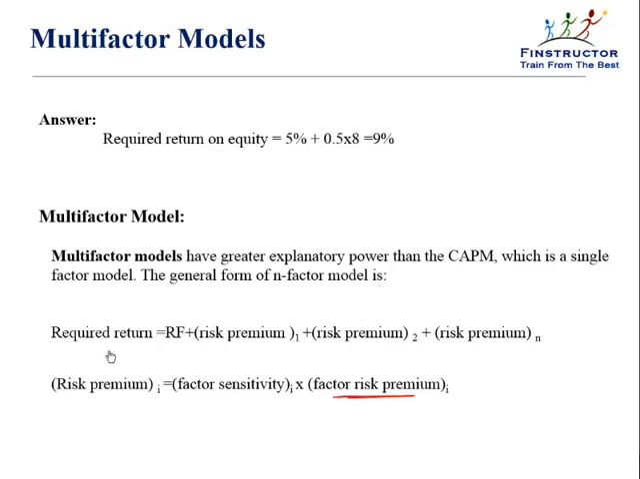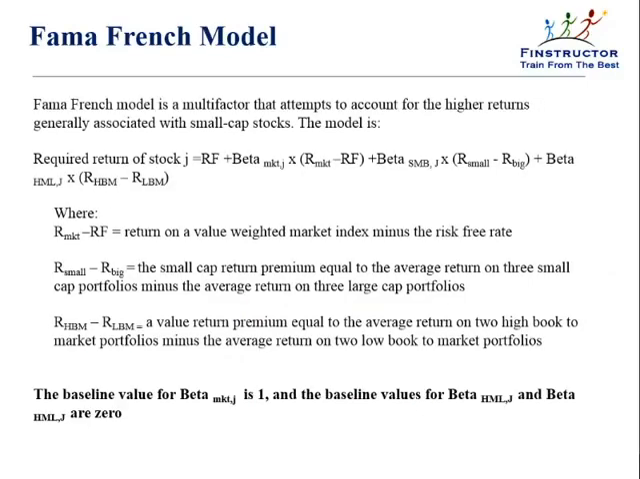So in multi-factor models, the required return is again the risk-free rate plus beta 1 into equity risk premium 1, beta 2 into risk premium 2, so on and so forth. So the risk premium is the factor sensitivity multiplied by the factor risk premium. We will understand some multi-factor models. The first is called the Fama-French model.